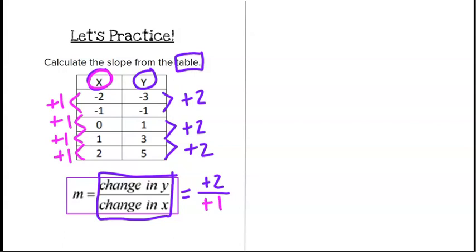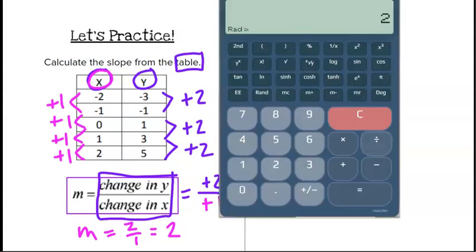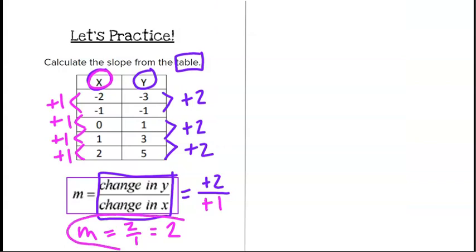So my slope here would be 2 over 1, which we can simplify to that whole number 2. Anything over the number 1 is just that number that's in the numerator. So we can also think of that fraction as division. If I do 2 divided by 1 to represent that fraction, we would get the value of 2. So that's how you find slope from a table.